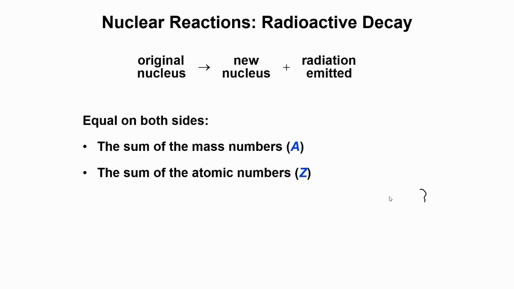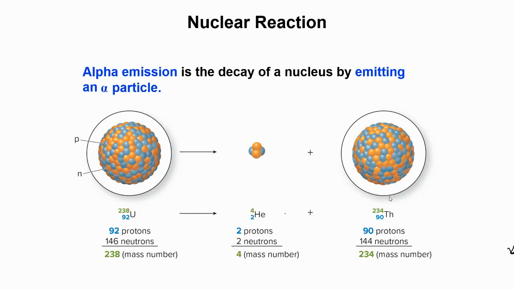Okay, so like I was saying, we have our original nucleus. This splits into a new nucleus and then some kind of radiation that's emitted. So it could be a particle, it could be a gamma ray. The sum of the mass numbers on the left has to equal that on the right. The sum of the atomic numbers on the left has to equal the sum of the atomic numbers on the right. So this is like 6th grade algebra. It's not too tricky. We just have to make sure we know what we're doing.